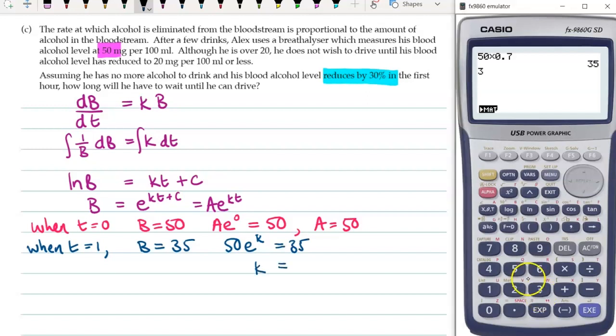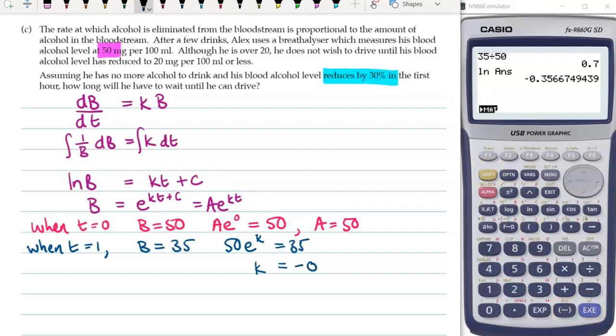So now we can work out K. 35 divided by 50, and then take the natural log of it. So 35 divided by 50, and the natural log of that answer gives me minus 0.357.